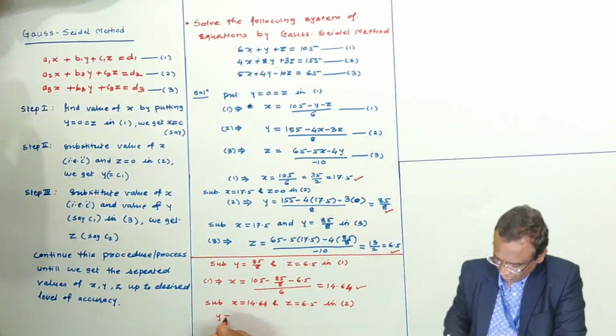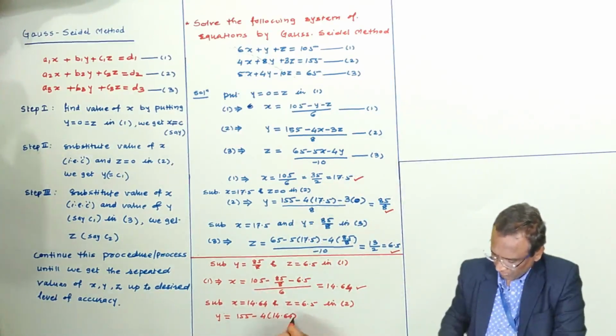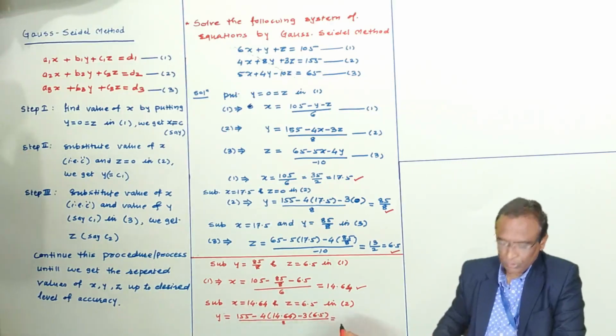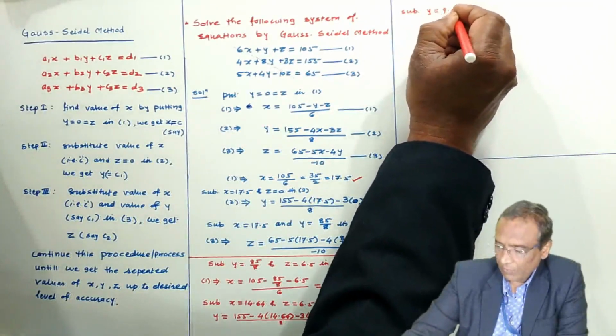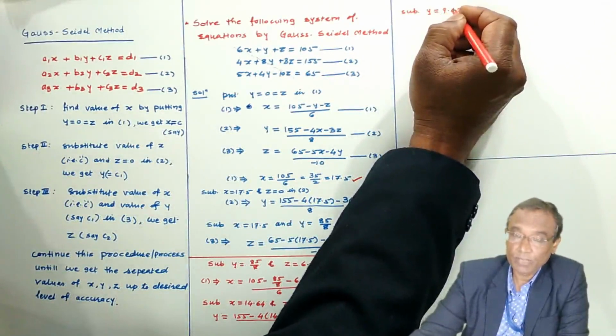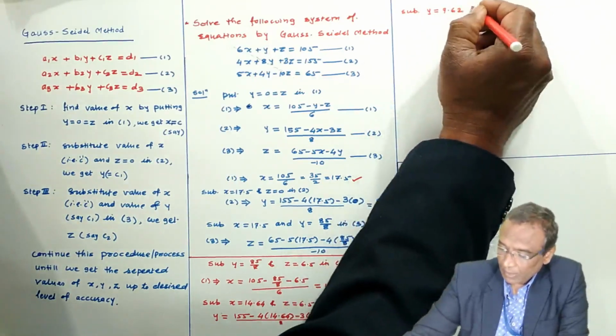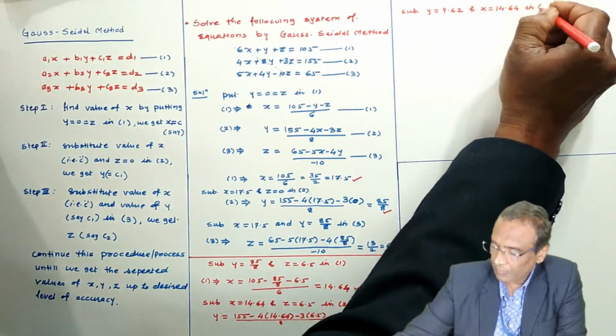y is equal to (155 minus 4 into x minus 3 into z), this divided by 8, and this is equal to 9.62. Substitute latest value of y in equation 3. From equation 3 I get value of z. To get value of z from equation 3, we have to substitute latest value of x and latest value of y, remember. And x equals 14.64 in equation 3.